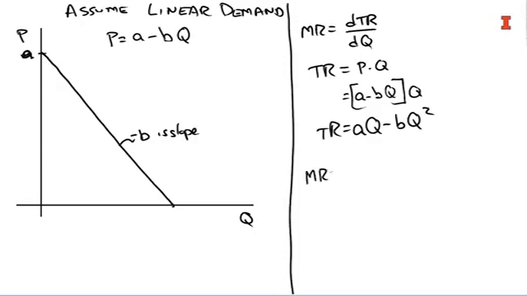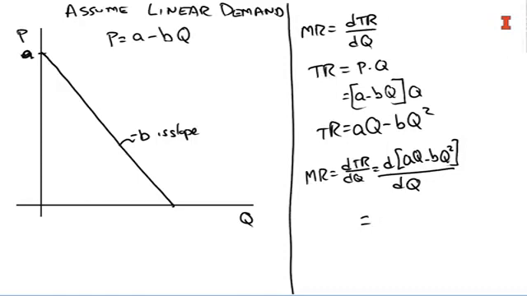Now, marginal revenue is just the derivative of that with respect to quantity. Marginal revenue would be the derivative of total revenue with respect to quantity, which would be the derivative of AQ minus BQ squared with respect to quantity, which is equal to, and for those of you who have an aversion to calculus, not pulling any rabbits out of my hat, this is true, A minus 2BQ.